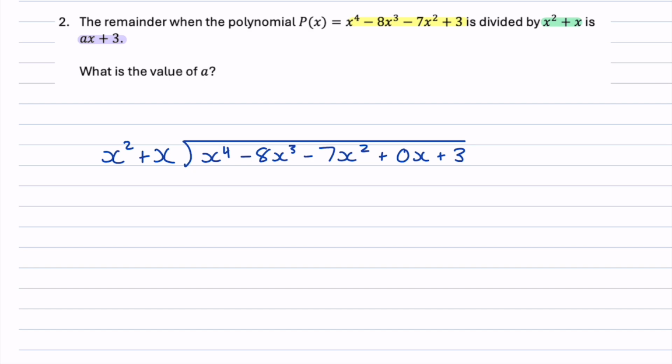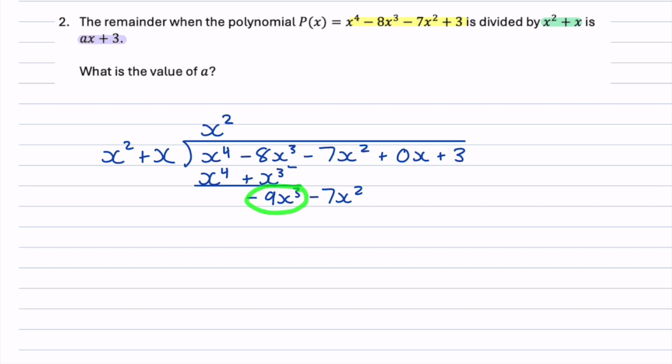So my first step is I have x to the power of 4 divided by x squared. That gives me x squared. Then I'm going to take this x squared and multiply it by x squared plus x. So x squared times x squared is going to give me x to the power of 4. Then x squared times x is going to give me plus x cubed. And then I subtract the terms. Then I have minus 8 minus 1, so I have minus 9x cubed, and then I bring down the next term in my polynomial, and I repeat that process again.